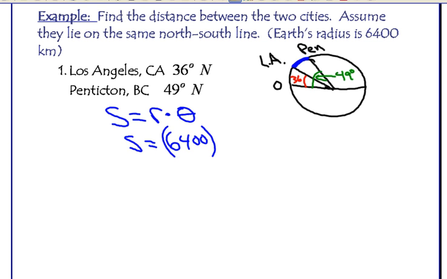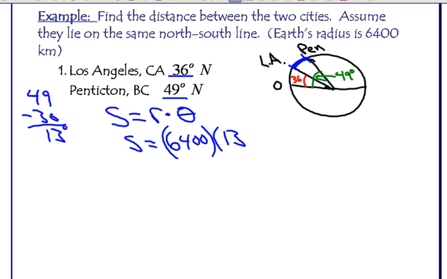6,400 kilometers. What's the angle? Let's be careful with this. We want the angle, but it's the angle from Los Angeles to Pentington. We know the latitude of Los Angeles was 36, Pentington was 49. So the difference between those two, 49 minus 36, is 13 degrees. So I'm going to put in here 13 degrees.